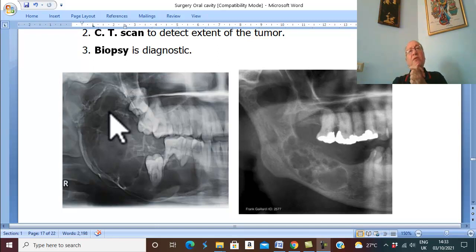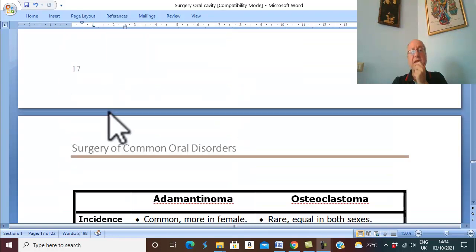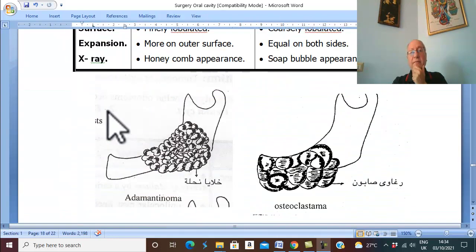What is the treatment of ameloblastoma and the differential diagnosis of ameloblastoma? The differential diagnosis of ameloblastoma is osteoclastoma of the mandible. What is the difference between osteoclastoma and adamantenoma?